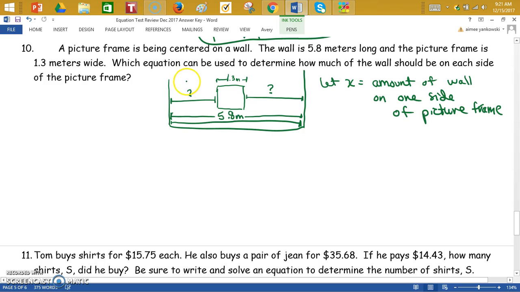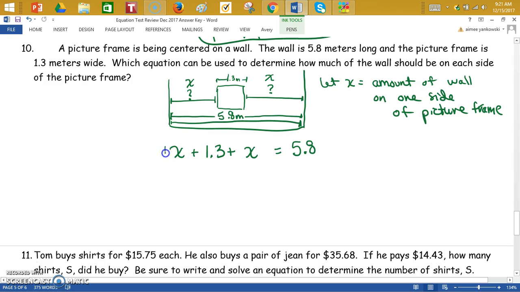So let's go ahead and put an x where each of these question marks are. So if I know I have an x, then I have this picture frame that's 1.3 meters long. Then I have another x on this side of it, and I got to take those and add those all up to come up with my 5.8. That's what I do to figure out what each of these x's are. I'd say, okay, that's going to be x. Then I have a 1.3, then it's another x, and I got to put them all together to get a total of 5.8.